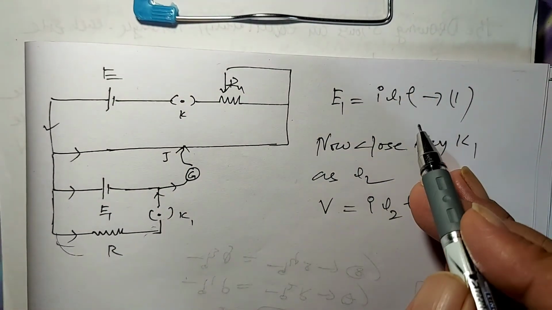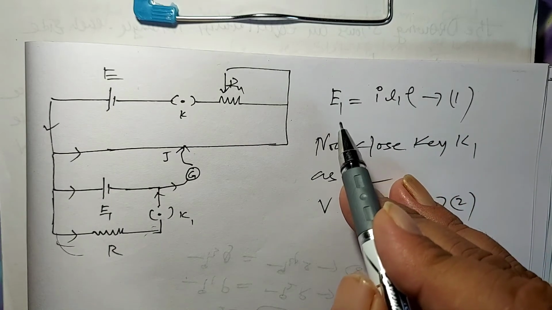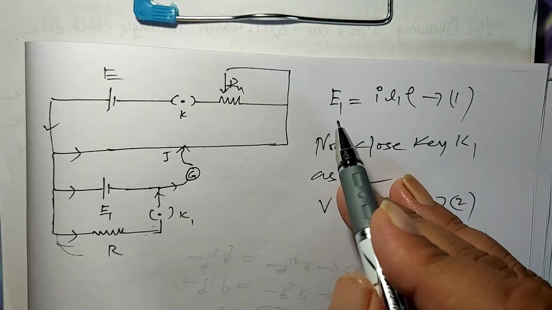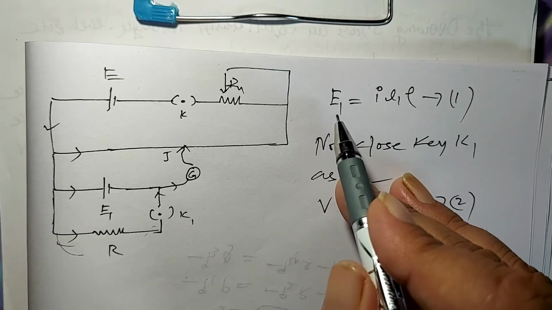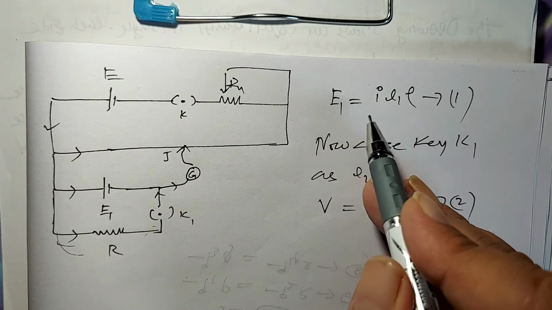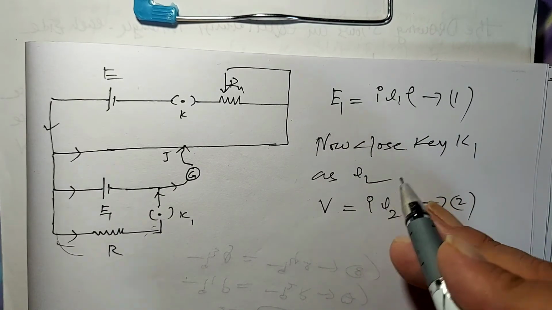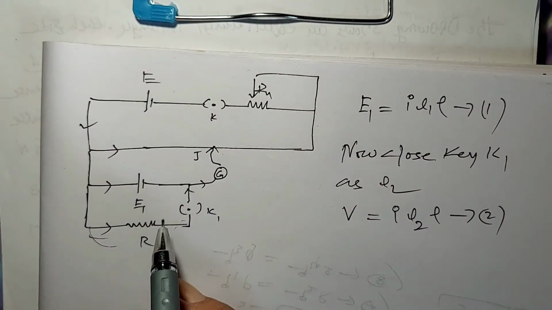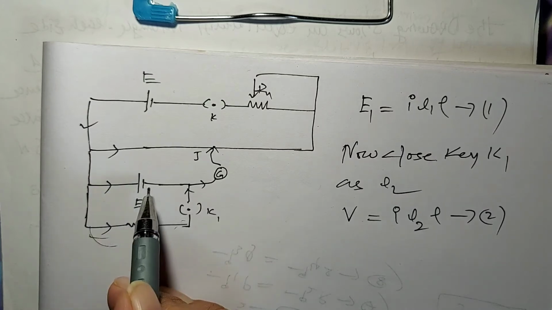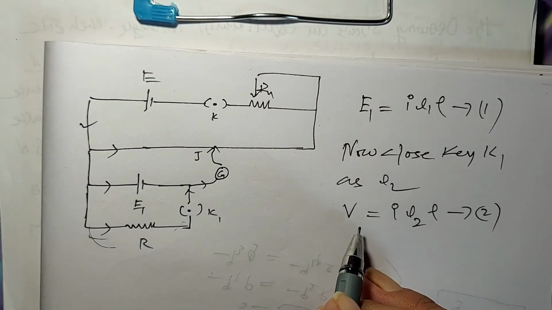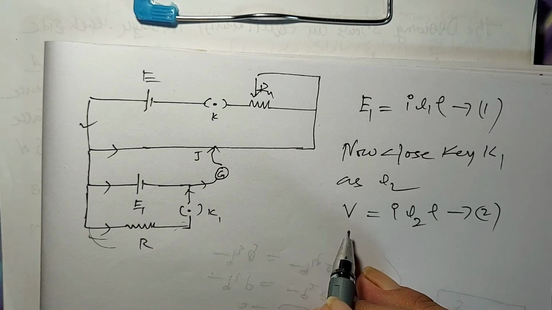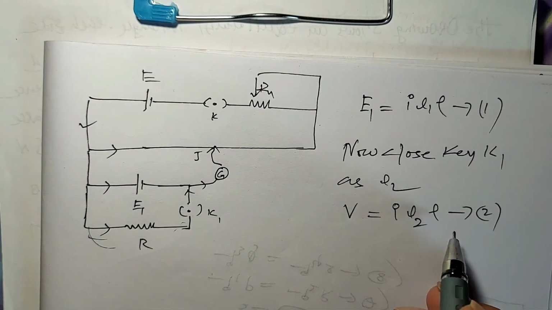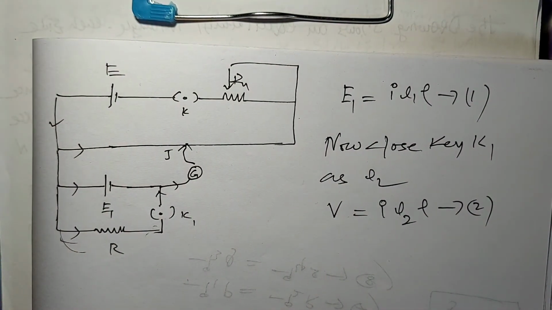Please remember, in the first case, the cell is in open circuit, so the potential difference between the two terminals of a cell is called the EMF. That EMF E1 is equal to I L1 rho. But in the second case, whenever we close key K1, the circuit becomes a closed circuit. Now the potential difference between the two terminals of a cell is called the terminal potential difference. This is the basic definition: V equals I L2 rho.